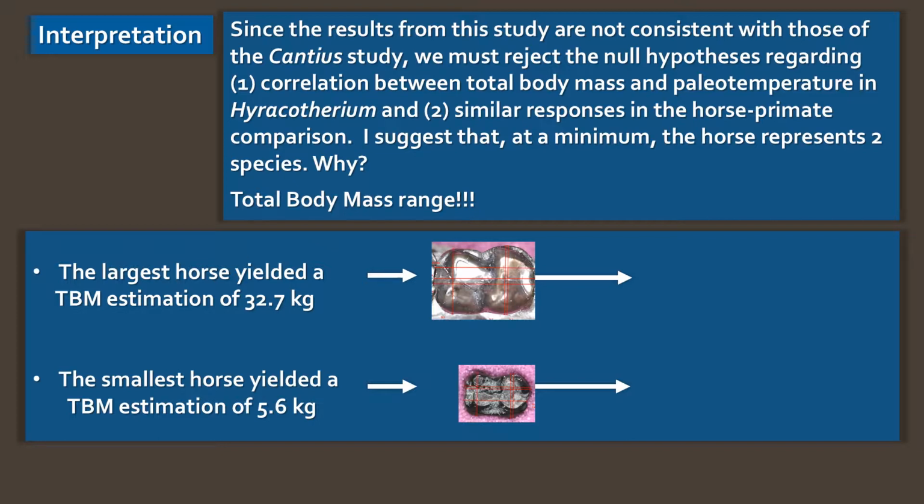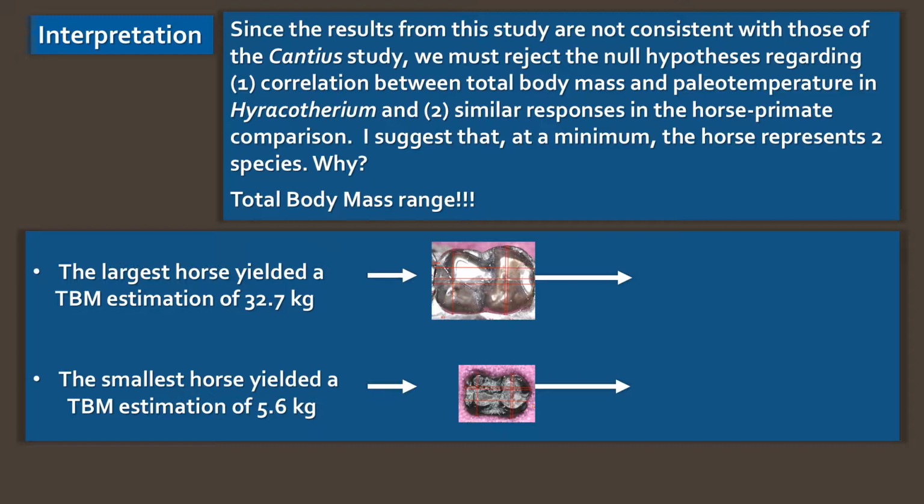Interpretation. Since the results from this study are not consistent with those of the Canius study, we must reject the null hypotheses regarding 1. Correlation between total body mass and paleotemperature in Herecotherium, and 2. Similar responses in the horse-primate comparison. I suggest that, at a minimum, the horse represents two species.